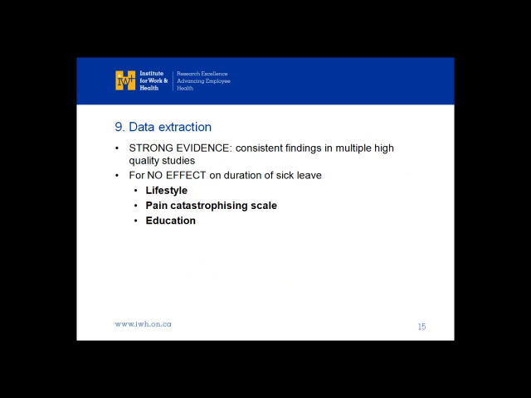So there was also strong evidence for no effect. We found consistent findings in multiple high-quality studies for no effect of lifestyle, so things like BMI, number of hours of physical activity prior to the injury, things like that. Doesn't seem to matter for people to get back to work.